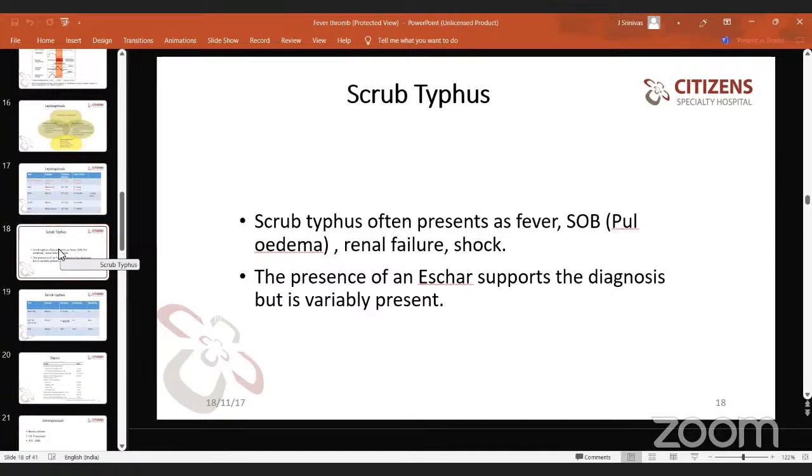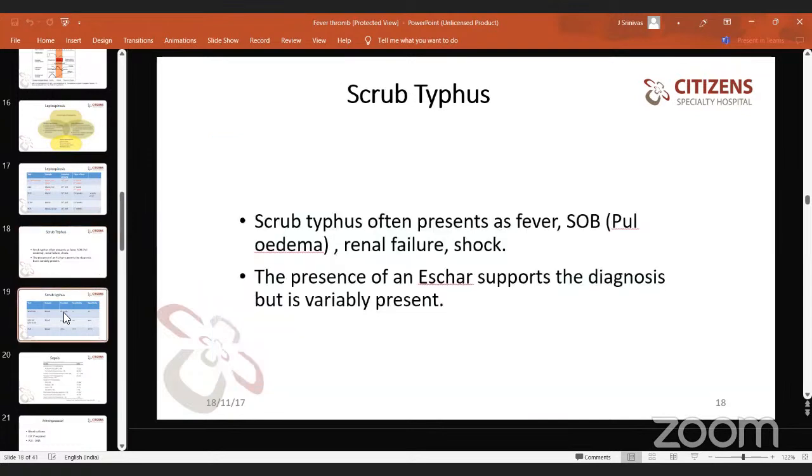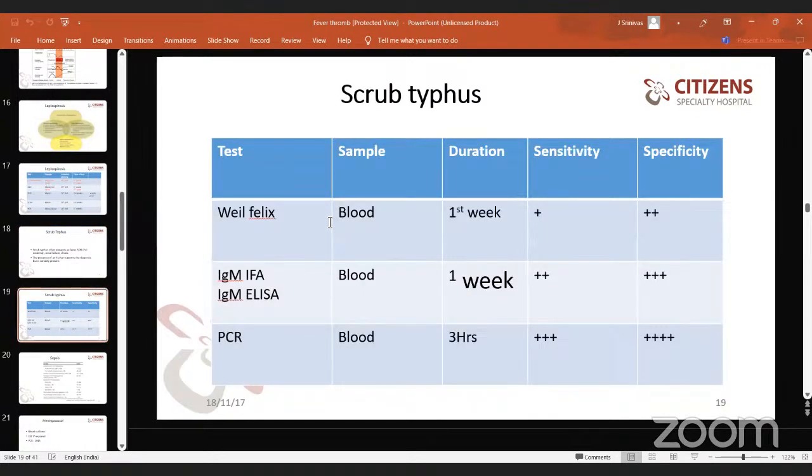It's a serological test, but nowadays the indirect fluorescent antibody, IFA test is done, sir. It's a mainstay, but the definitive diagnosis is PCR. It can detect it in very early stages of scrub typhus, and biopsy is diagnostic. Okay, eschar. So Weil-Felix test, blood.